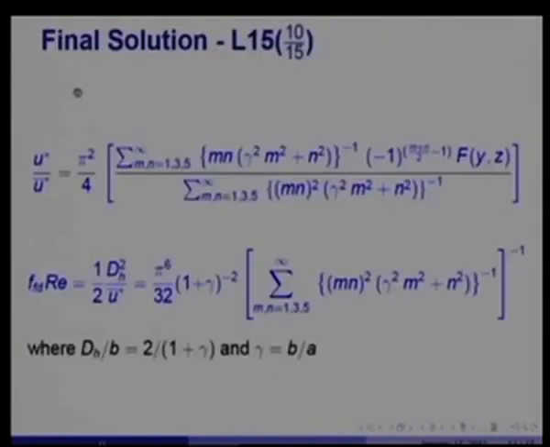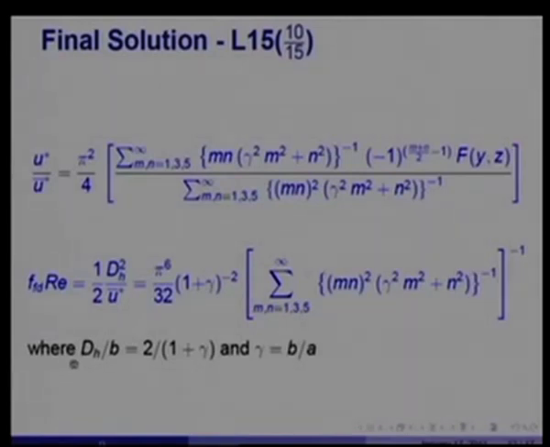So, the final solution then is this, where f y z again, as I said, is the product of cos m pi z by a and cos n pi y by b, and therefore, the friction factor into Reynolds number would be given by 1 by 2 dh square by u bar equal to that.